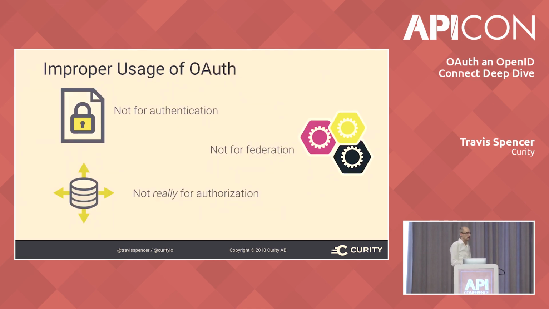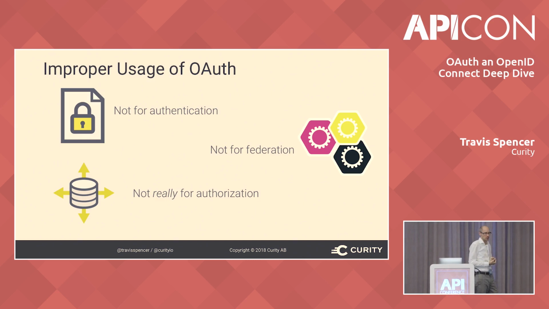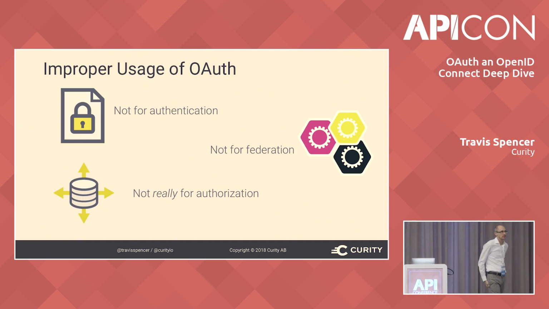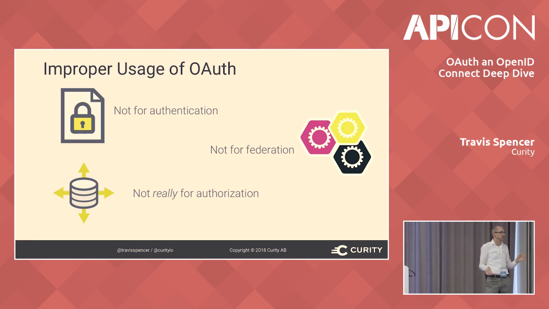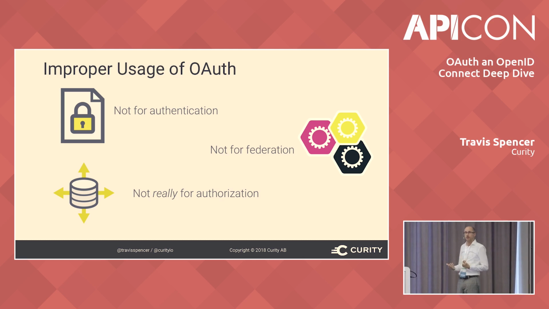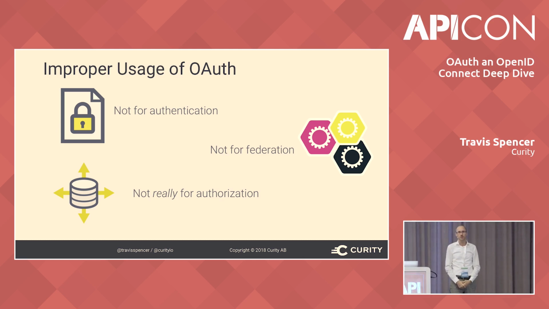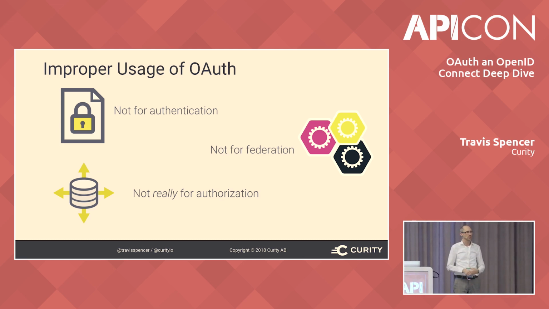I'd like to talk a little bit about improper usages of OAuth. A lot of times I go around to these sort of events and meet with people, and they say, we're doing OAuth, and so our APIs are secure. And that's a good start, for sure. I think it's definitely something you should be looking at before doing something yourself, but you need to make sure that you're using it in the right ways.